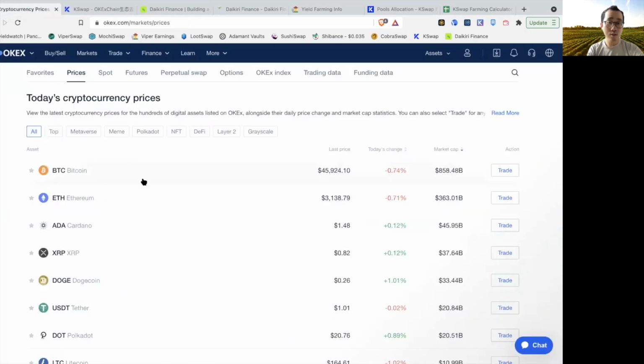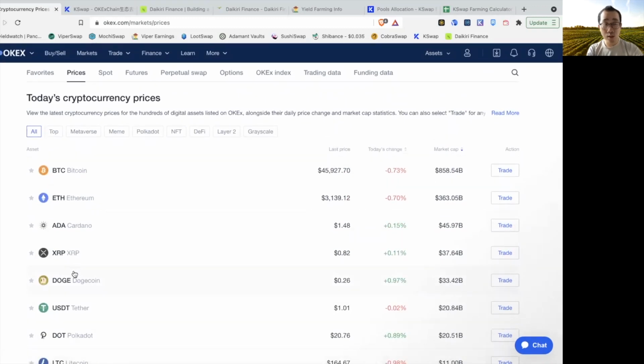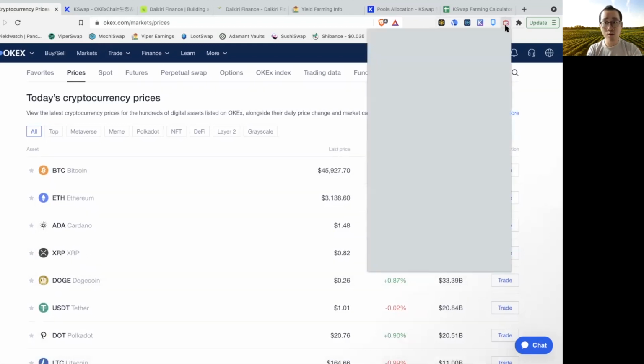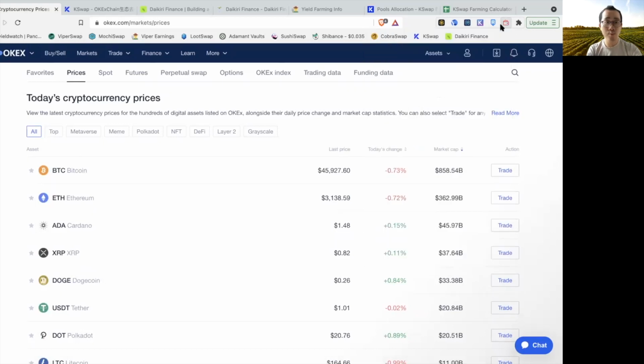And to do this, you can go to their exchange and set up an account, and then you deposit some Cardano, for example, or Litecoin for low transaction fees, and then you swap it in the exchange for OKT, which is like a gas token, and then you can withdraw it to your MetaMask on the OKExChain network. So I have some OKT here to pay for gas fees.